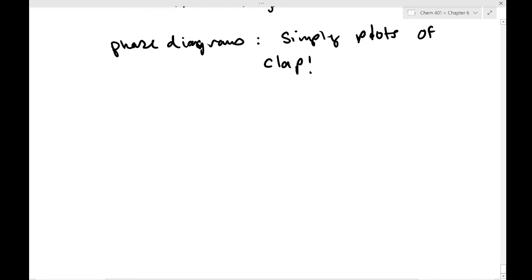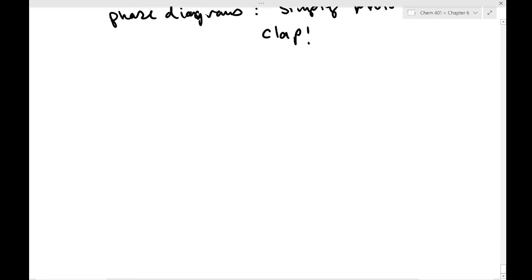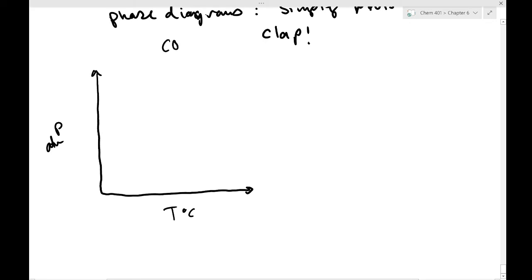Now let's look at some phase diagrams for a couple of different substances, because not all phase diagrams are created equal. They're going to be different depending on the substance you're looking at. So let's look at pressure in atm versus temperature in degrees C, and first the phase diagram for CO2.